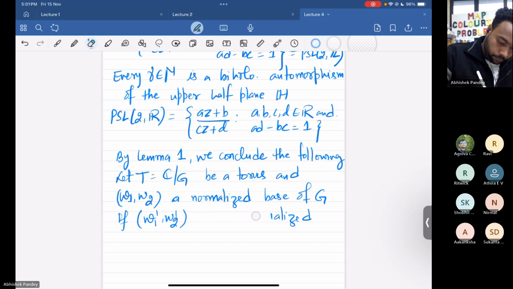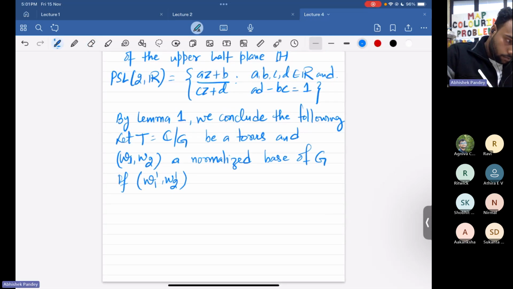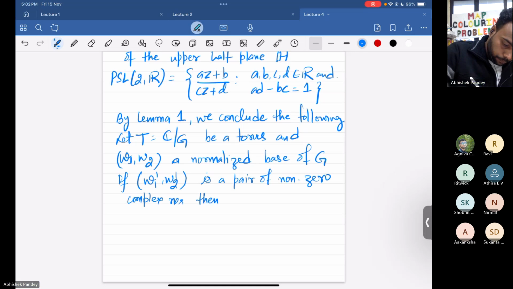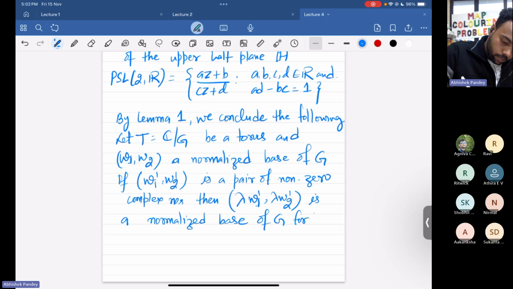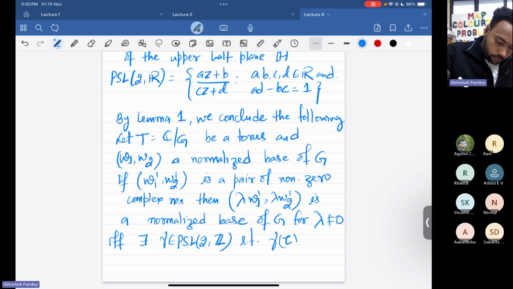Wait, I'm sorry. If W1 prime and W2 prime is a pair of non-zero complex numbers, then lambda W1 prime and lambda W2 prime is a normalized base of G for some non-zero lambda if and only if there exists gamma belonging to PSL2Z such that gamma of tau is tau dash.